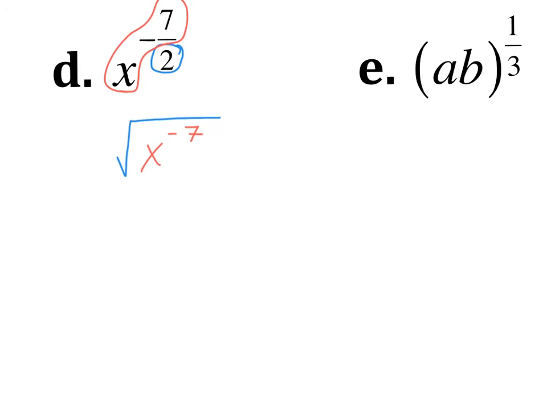Now what does the negative exponent mean? It means I need to take whatever I have and drop it underneath. So now I have a 1 over x to the 7. So this actually gets quite ugly.